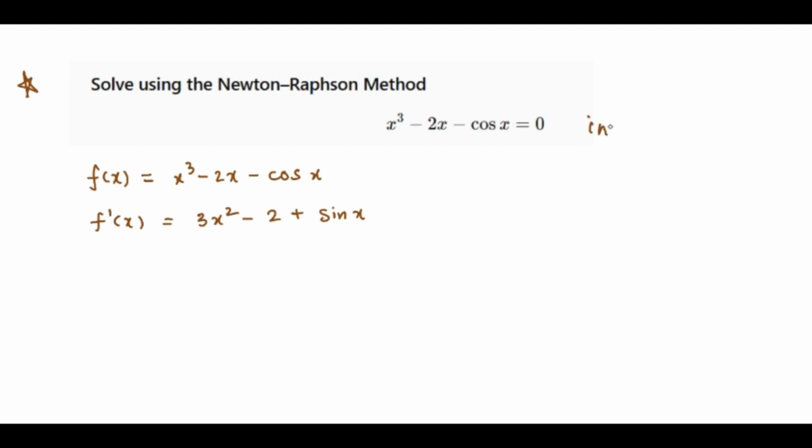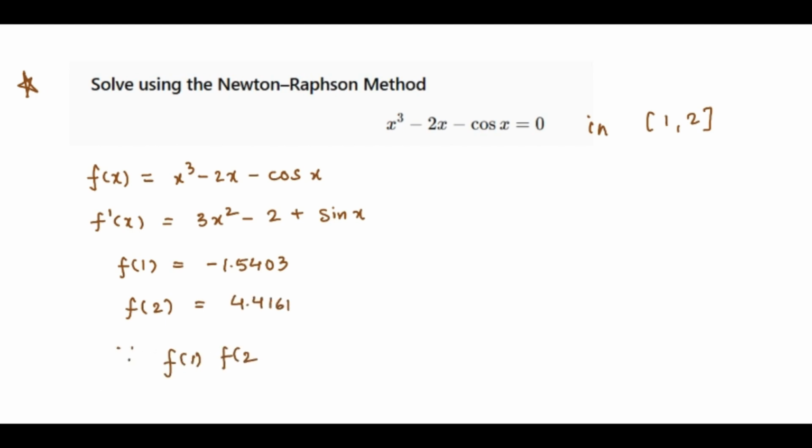So we can take f(1) equals minus 1.5403, and f(2) comes out to be 4.4161. Since f(1) times f(2) is less than 0, that means the root lies between 1 and 2. So let's take the initial approximation x naught to be 1.45. We are just assuming it.